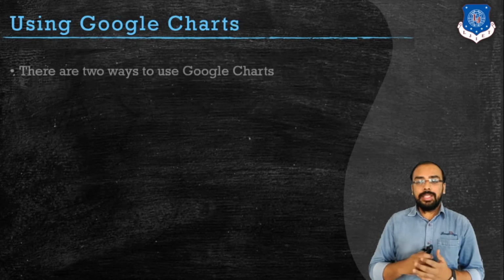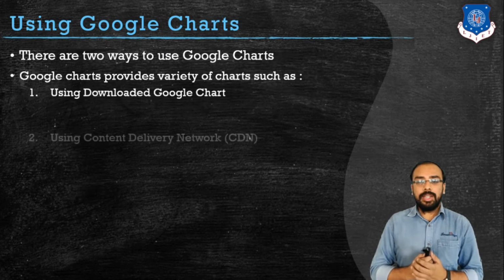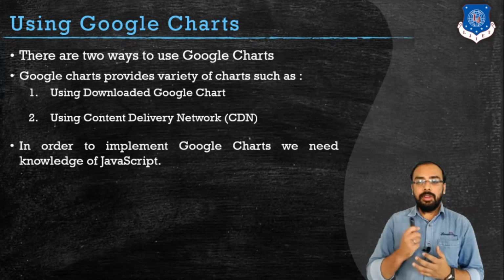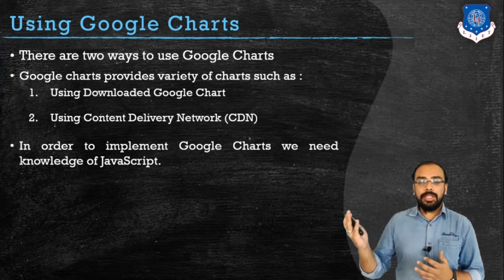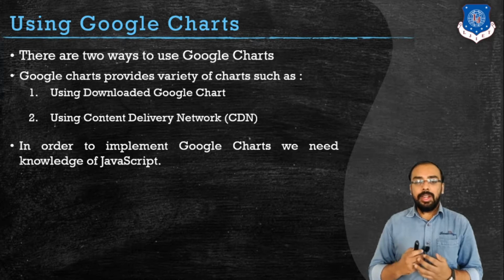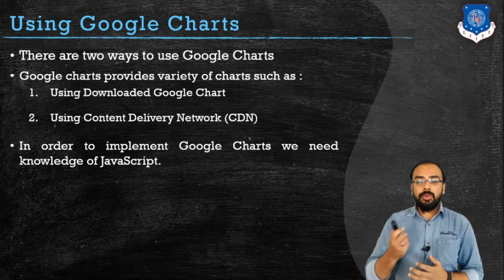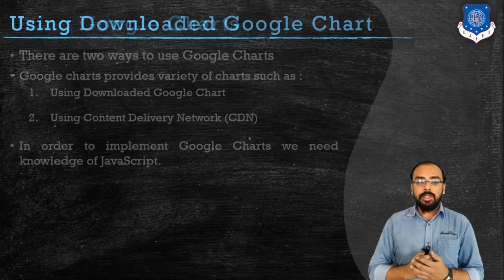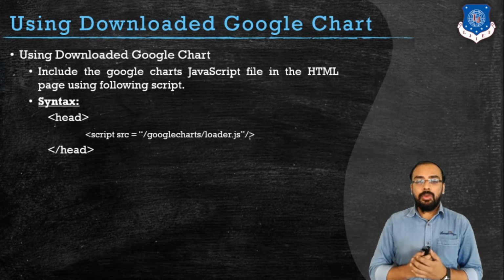Next we are going to see how we can use Google Charts inside our HTML file. There are two ways in which we can use Google Charts. The first is using downloaded Google Charts and the second is using CDN. CDN means Content Delivery Network. Now let us explore both of them, how we can use downloaded Google Charts and how we can use Content Delivery Network. So the first is downloaded Google Charts.